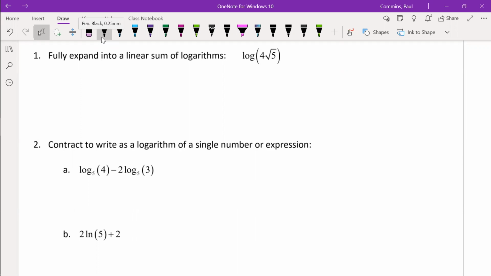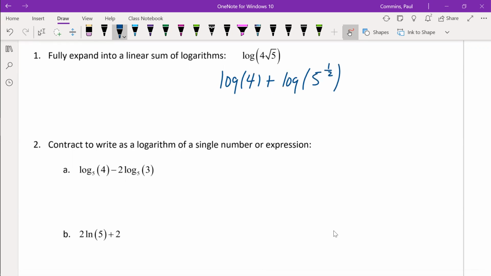Okay, here's a quick run through the practice exam. Log of 4 times root 5. The log of a product is equal to the sum of the logs. So we can break that up into the log of the first factor plus the log of the second one. And we'll write the root of 5 as 5 to the 1/2. 1/2 power is the square root.